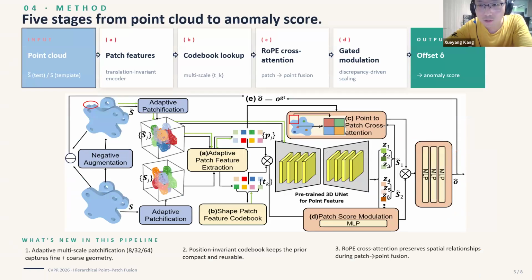The full pipeline runs in 4 stages. We start with a point cloud: a normal template during training, a test shape at inference. At stage A, we extract translation-invariant patch features by encoding each patch relative to its own centroid. Stage B, we retrieve the most similar normal patches from the codebook. The codebook is pre-built during training and queried at inference. At stage C, our enhanced cross-attention fuses patch features into point features. Stage D, we apply gated modulation driven by patch-level discrepancies. The output is a per-point offset, whose magnitude becomes the anomaly score.